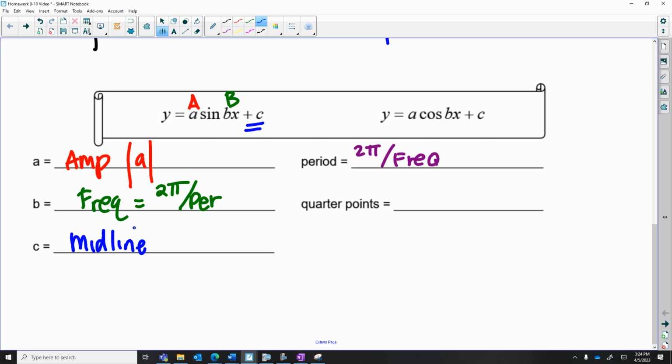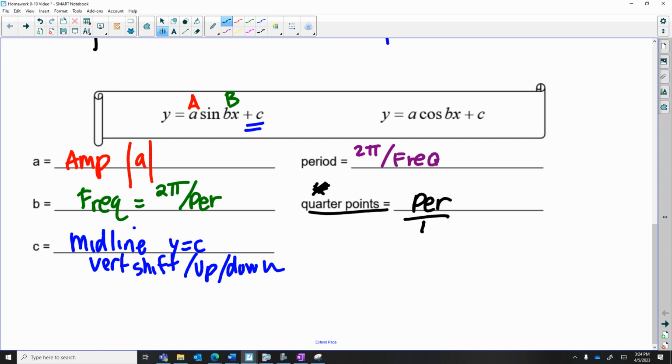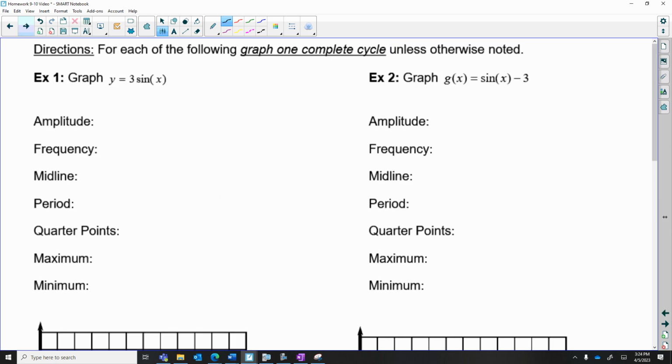It's also known as the vertical shift in the y direction, up or down, by whatever that value is. And then to get the quarter points, which we're going to need today, let's star this, we have to take the period and divide it by 4 because there are 4 quarters. Okay, so let's look at an example.